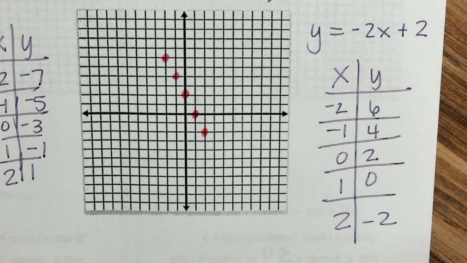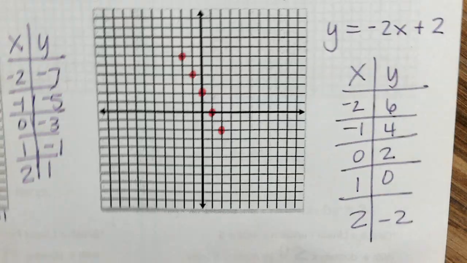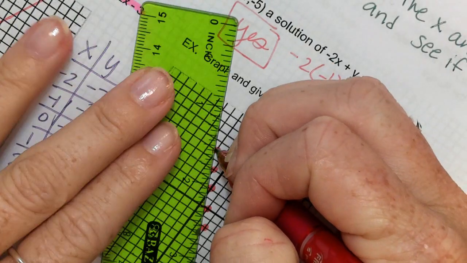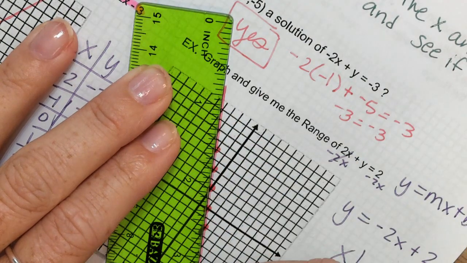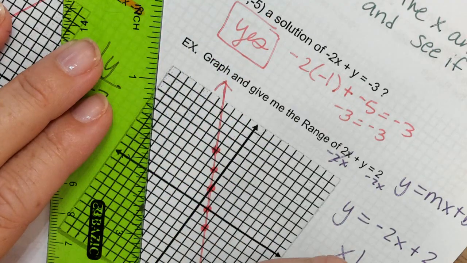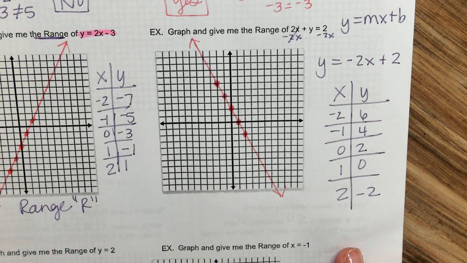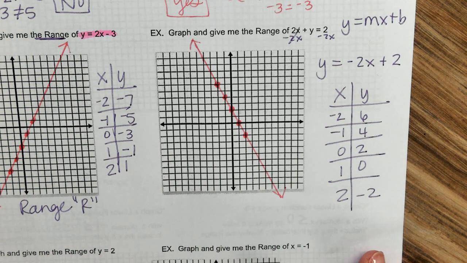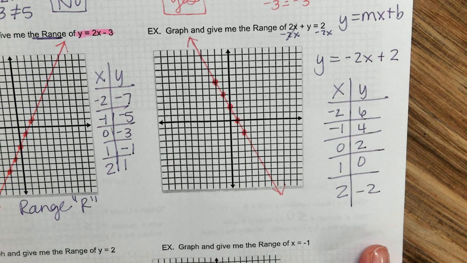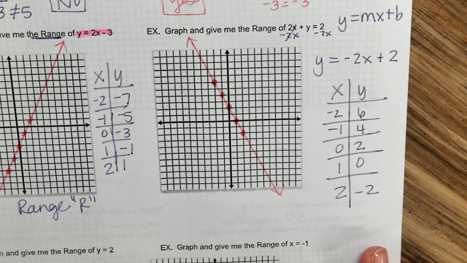Do I connect them? Yes. Will there be arrows going in both directions? Yes. If you don't put arrows, it's wrong, because you're basically saying it stops. It doesn't stop. It keeps going forever and ever and ever. Got it?